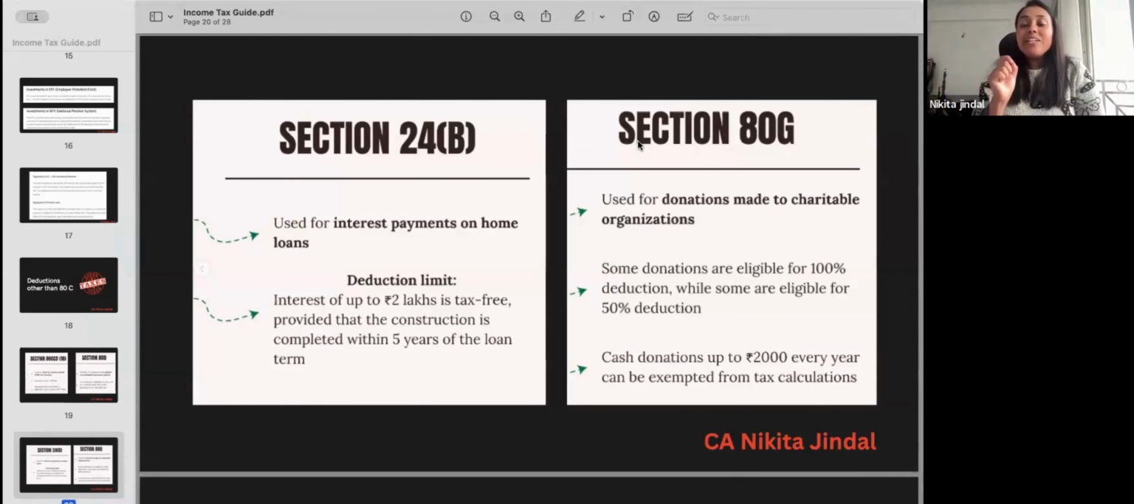Other than this, section 80G, that is donations. If you are making any sort of donation to a charitable organization, you can claim deductions under section 80G. There are two types of deductions, 50% of the amount paid or 100%. For example, if you have made a donation of 1 lakh, there are sections where you can claim a 100% deduction, that is 1 lakh, or sections where you can claim only 50%. So whenever you are making any donation, you have to see under which section it is applicable. So 100% or 50%, two types you can claim.